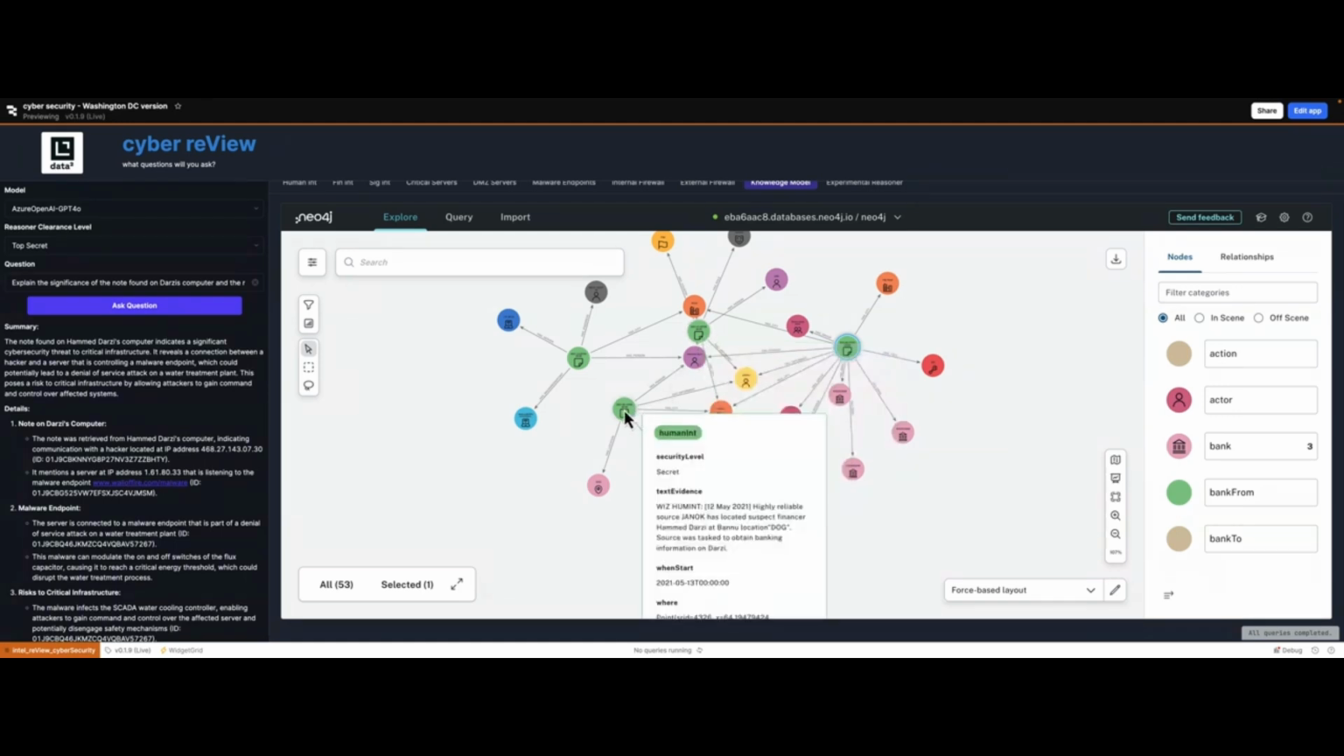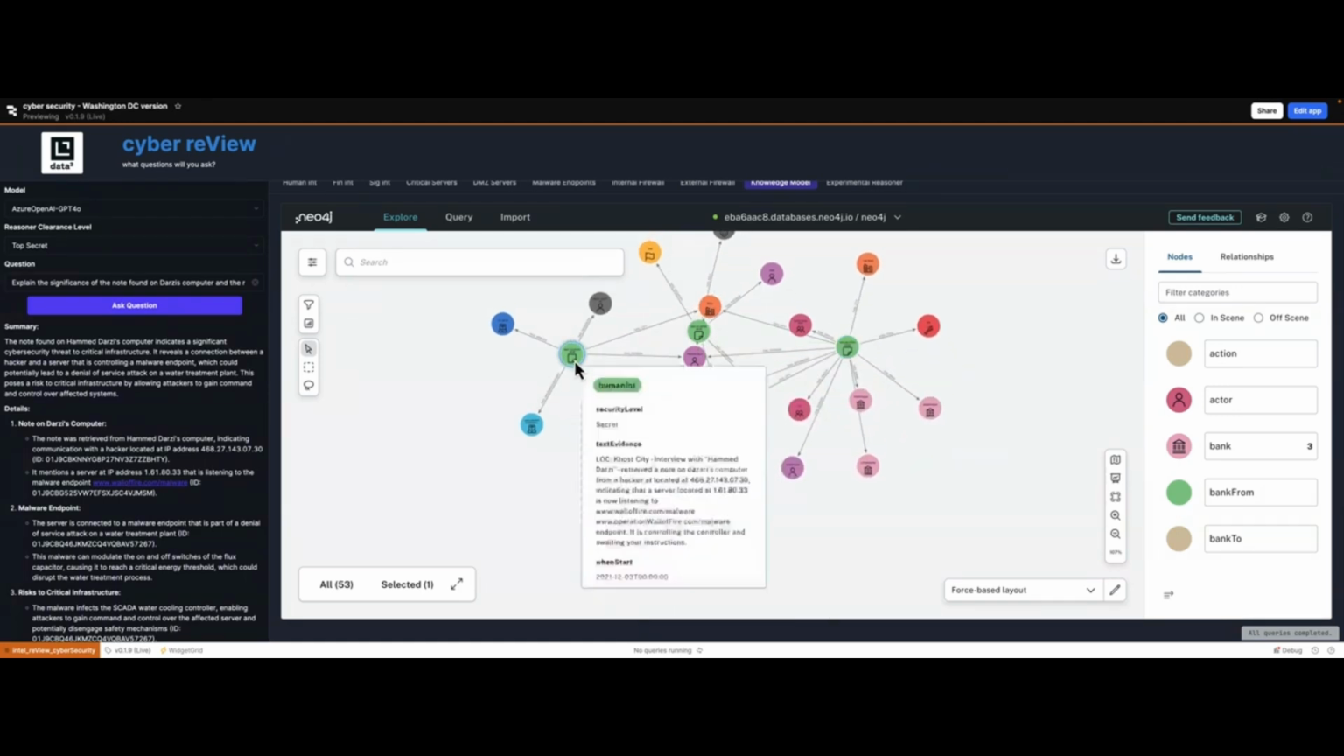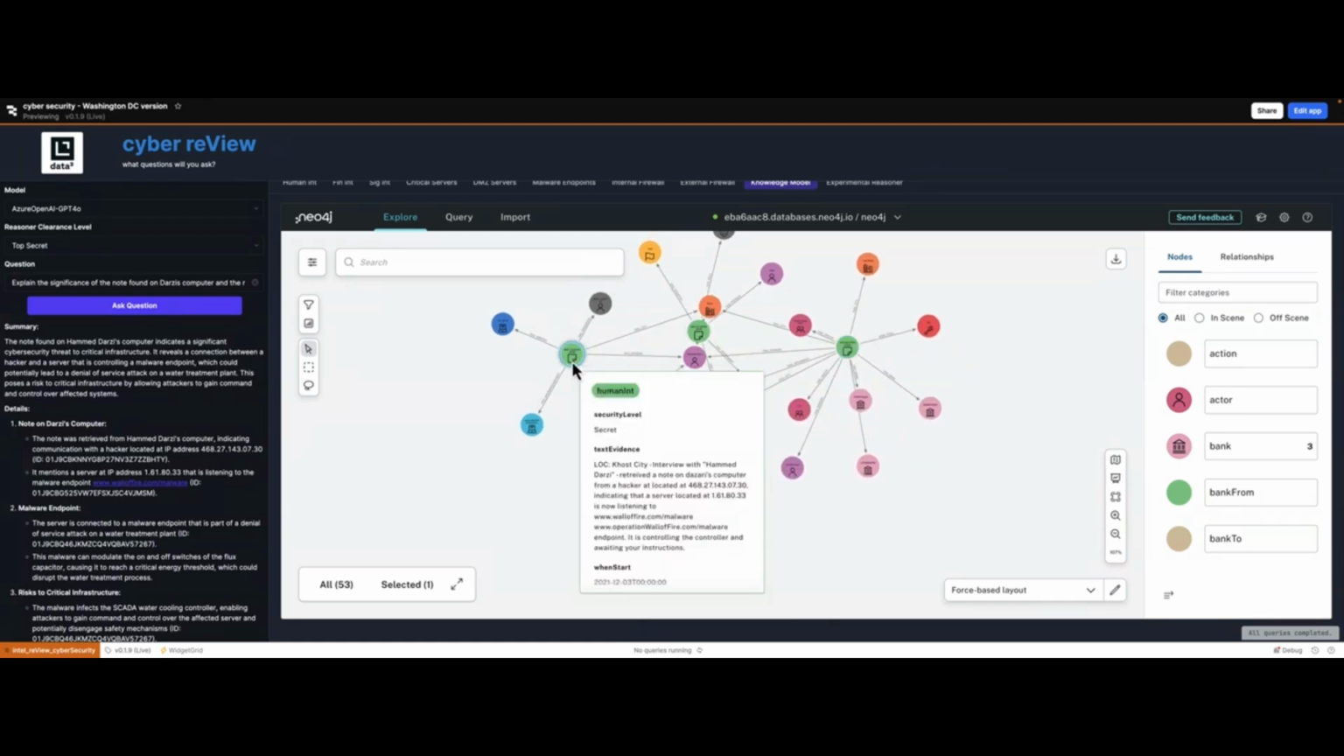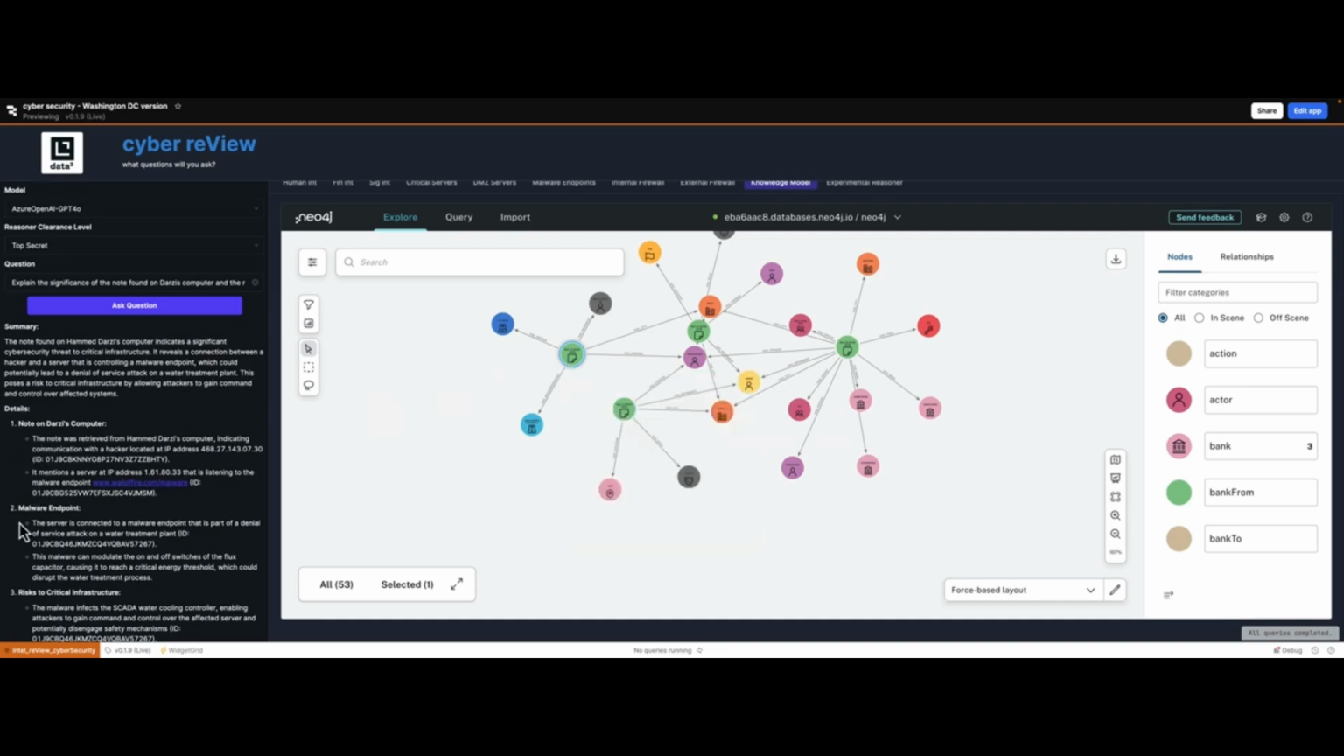Let's just find it right here. Yeah, so this one says, note retrieved from Darcy's computer from a hacker located at, then we have an address indicating a server located at 1.61.80.33 is listening to. So this is basically a piece of text evidence that we found on this subject, and we want to know what the implications of it are. So let's see what it has to say. There's a malware endpoint. This server is connected to a malware endpoint that's part of a denial of service on a water treatment plant.